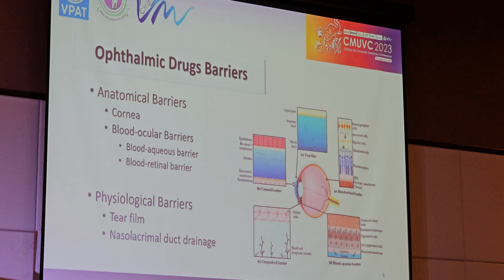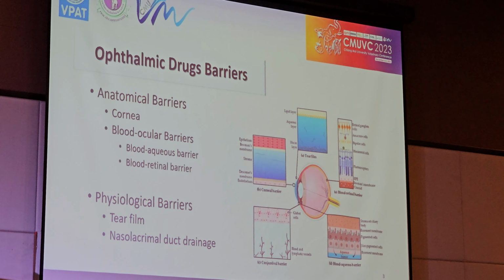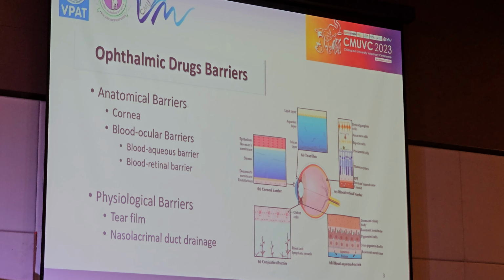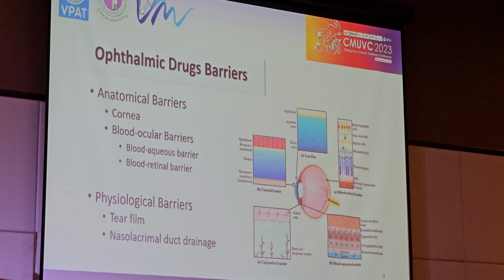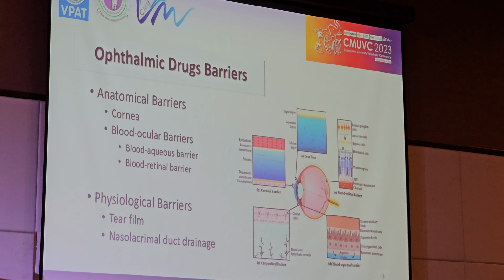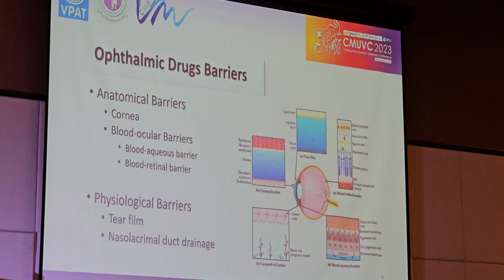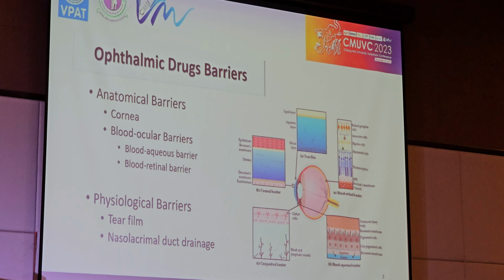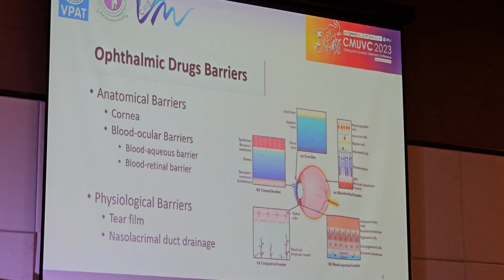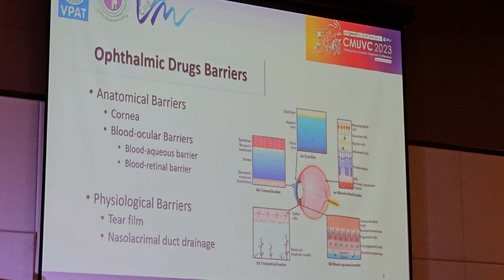The treatment strategy for ocular diseases can be especially challenging because of these ocular barriers. The ocular barriers can be classified into anatomical barriers and physiological barriers. The anatomical barriers, including the cornea and the blood ocular barrier, are composed of the blood aqueous barrier at the iris and the ciliary body, and the blood retina barrier at the choroid and the retina. All of these make it challenging to reach therapeutic levels of the drugs at the target. In addition, there are also physiological factors such as the tear film and nasolacrimal duct drainage that also regulate the drug absorption.